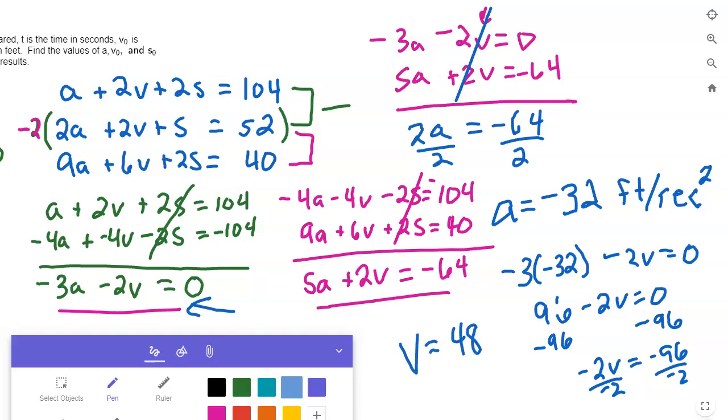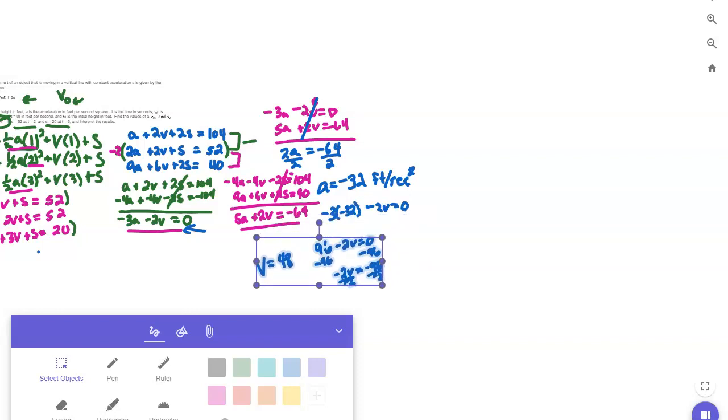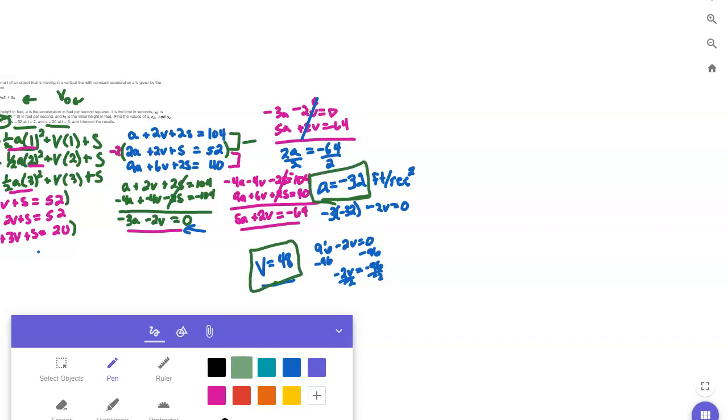And so now all you have to find is your initial height, which is that s. I'm going to zoom out here a little bit. And so we have our velocity, which is 48. We need to change some colors here. Our acceleration due to gravity is 32. So we can use these two with one of our original equations to find s, and I'm going to use the very top one, a plus 2v plus 2s equals 104.